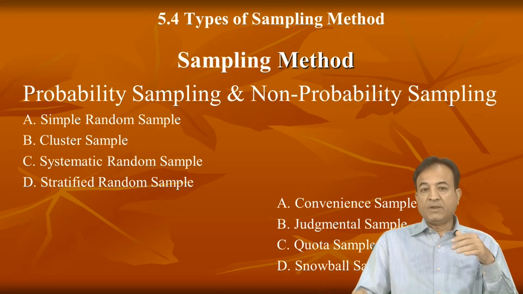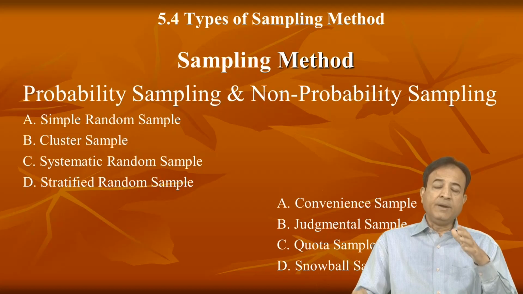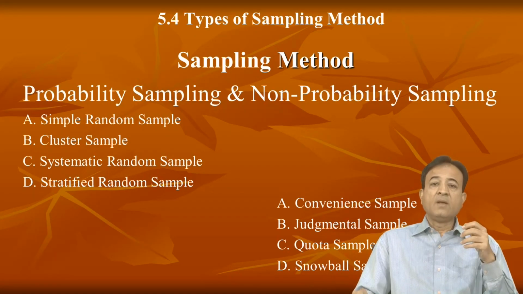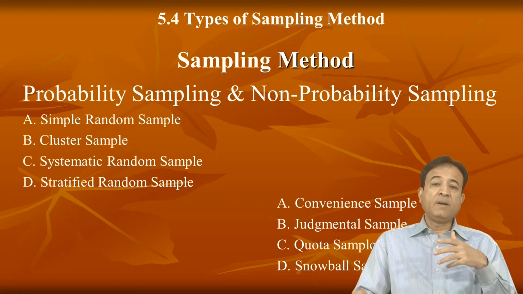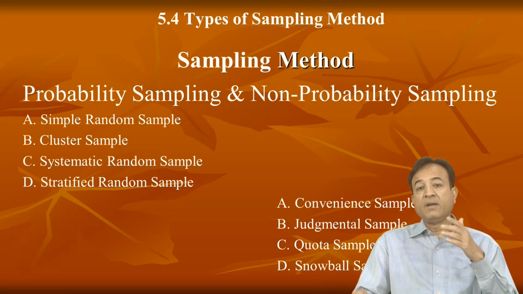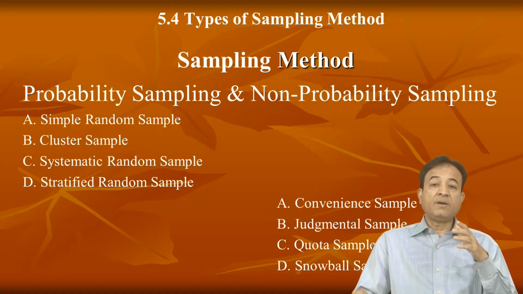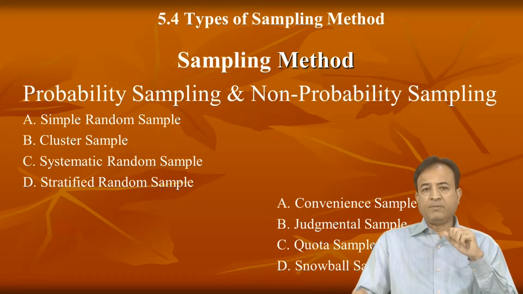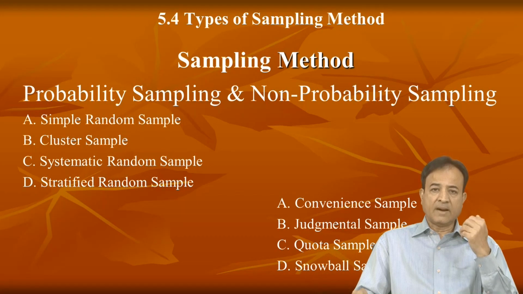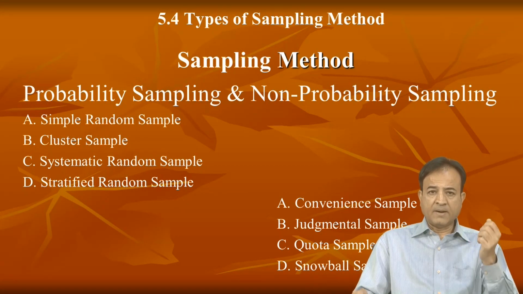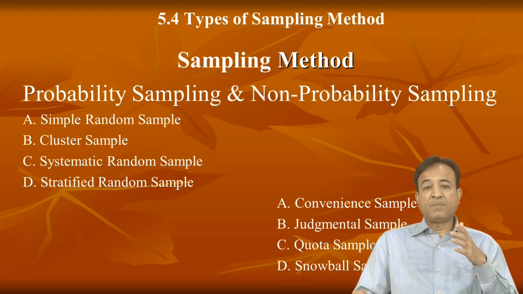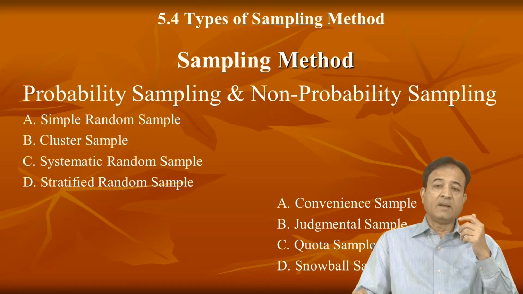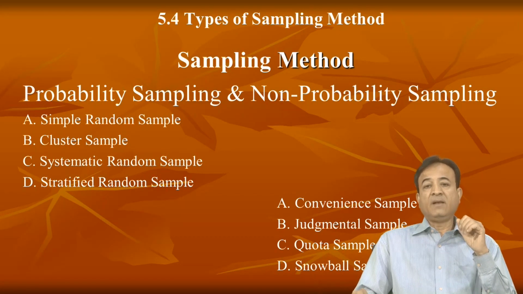However, in order to use this method of sampling, the researcher needs to have a sampling frame. A sampling frame is a complete list of the population, having each and every element included in the list. There are four types of probability sampling methods: simple random sampling, cluster sampling, systematic sampling, and stratified random sampling. Let us understand each of these in detail.